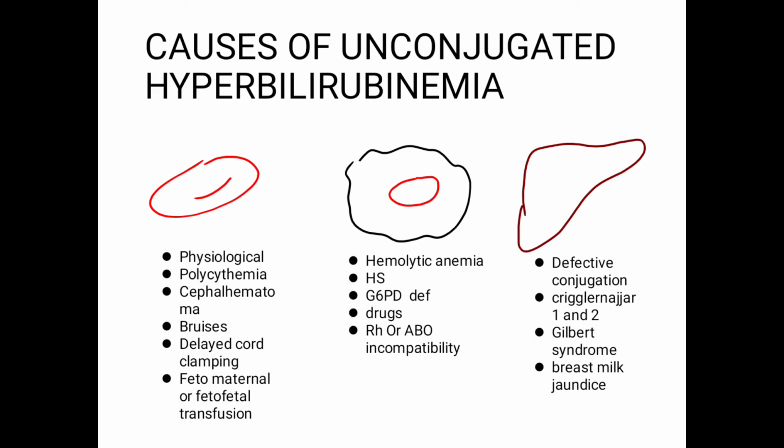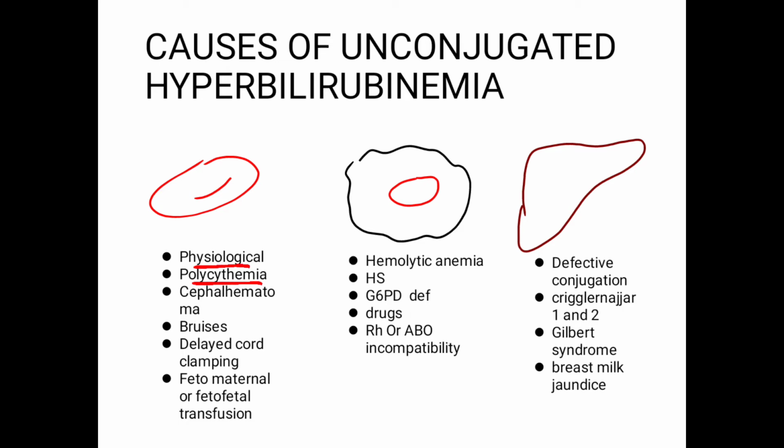So, the causes of unconjugated hyperbilirubinemia. Unconjugated hyperbilirubinemia can be due to excessive production of RBCs, excessive breakdown of RBCs, defective conjugation by the liver, or increased enterohepatic circulation. We'll be discussing each of them in detail. Physiological jaundice is the jaundice which usually appears in the newborn after 24 hours, and it's due to several factors: decreased conjugation capacity of the liver and increased RBC load in the neonate. All of these factors contribute to physiological jaundice.